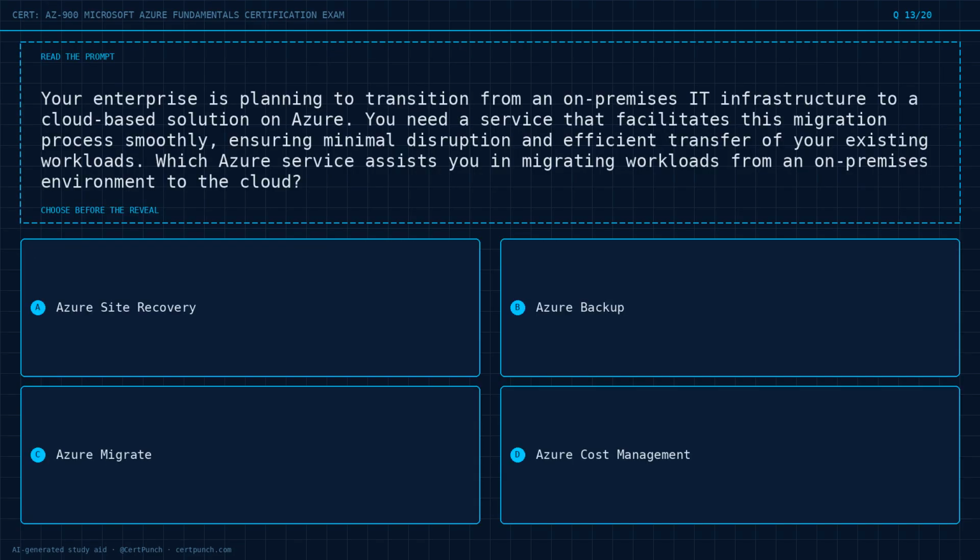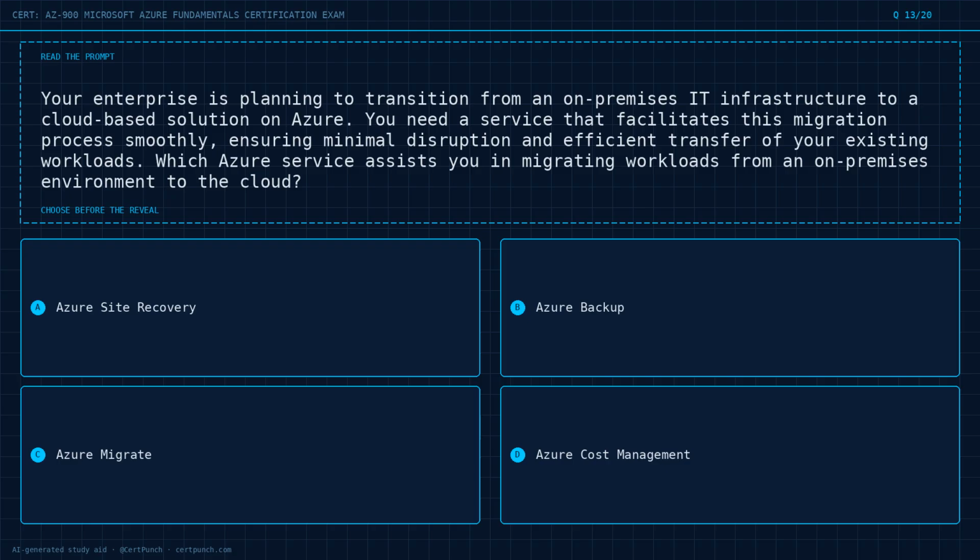Question 13 of 20. Your enterprise is planning to transition from an on-premises IT infrastructure to a cloud-based solution on Azure. You need a service that facilitates this migration process smoothly, ensuring minimal disruption and efficient transfer of your existing workloads. Which Azure service assists you in migrating workloads from an on-premises environment to the cloud? Option A, Azure Site Recovery. Option B, Azure Backup. Option C, Azure Migrate. Option D, Azure Cost Management.